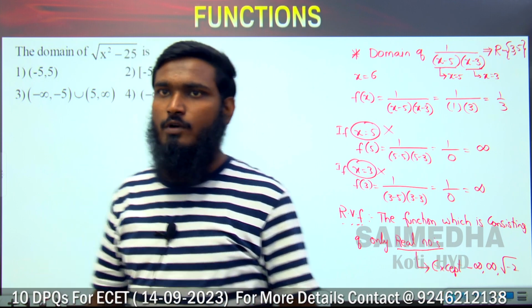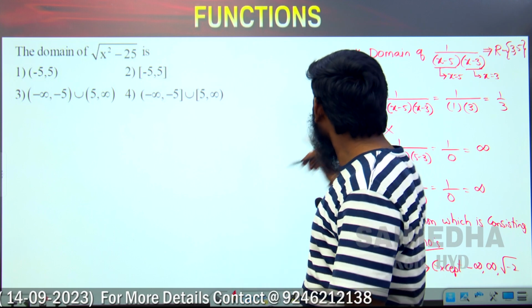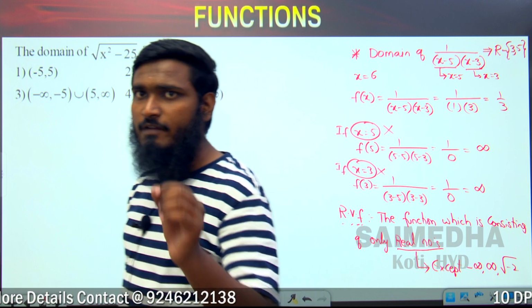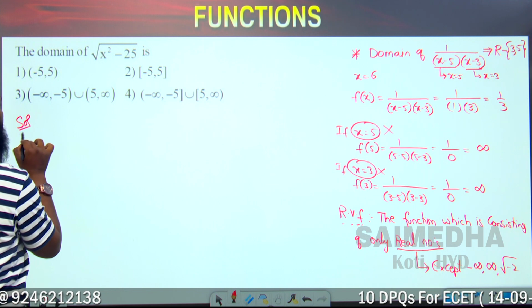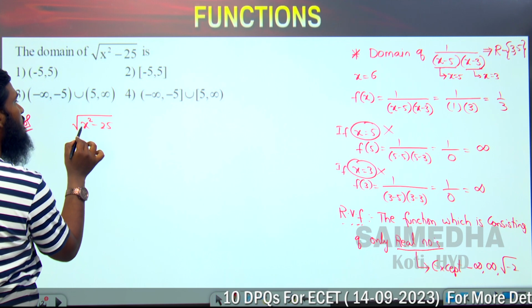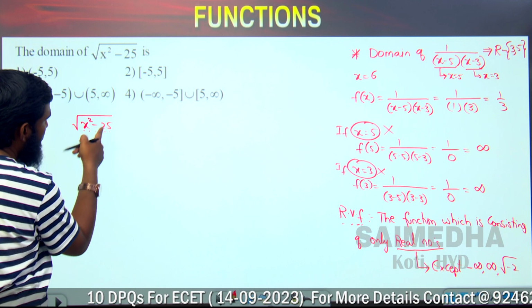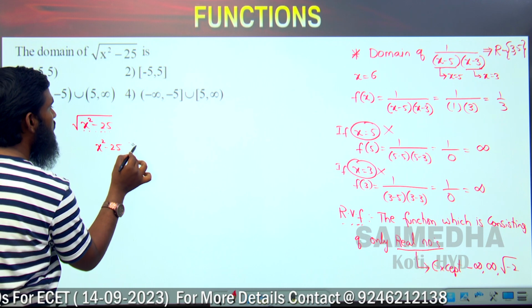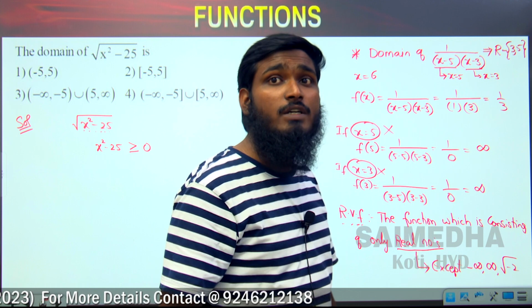Now let us go for the next question. The domain of under root x square minus 25. We have discussed the case of factors in the denominator. Now we have the under root concept. Whenever we have an under root, we have to take this complete part, x square minus 25, greater than or equal to 0.